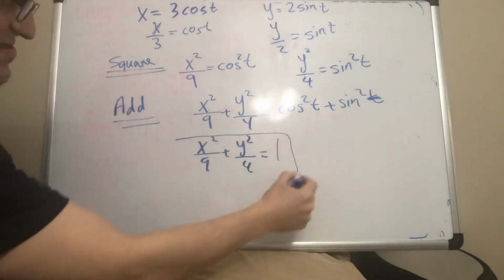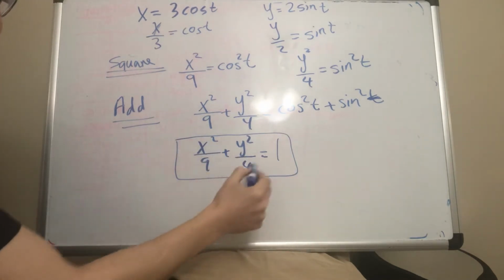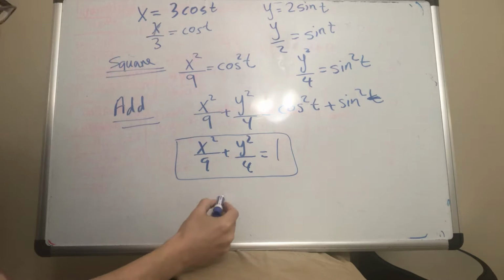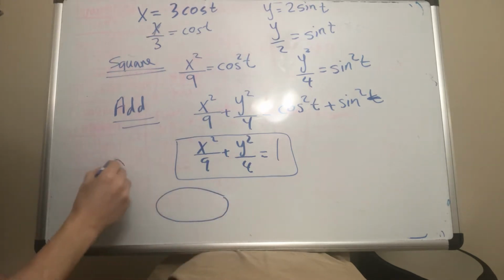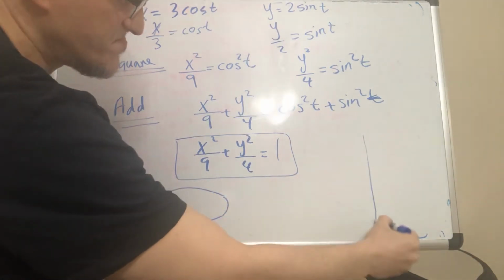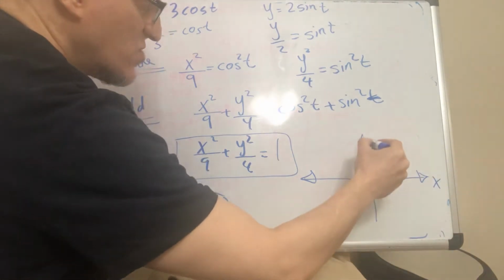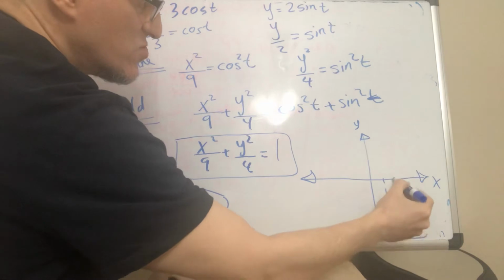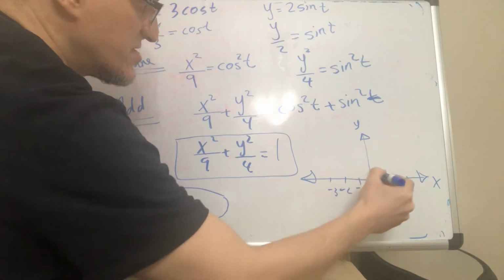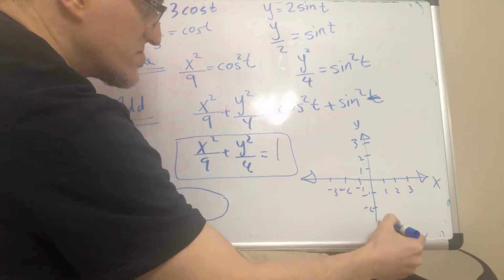When you see something like this, where it's x squared and y squared added equals 1, but the numbers are different, this would look like an ellipse. It would look like an egg, either this way or this way. Now to figure out how you can sketch this, you put x, y, so 1, 2, 3, -1, -2, -3, 1, 2, 3, -1, -2, -3.